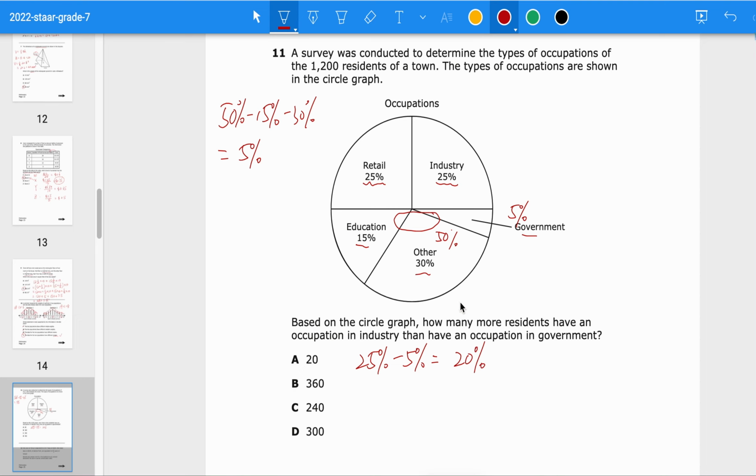And what is the population of this 20%? We need to use 20% multiply 1,200, which is the total population, right? Total population times 20%, that is 240, which means C is the correct answer.